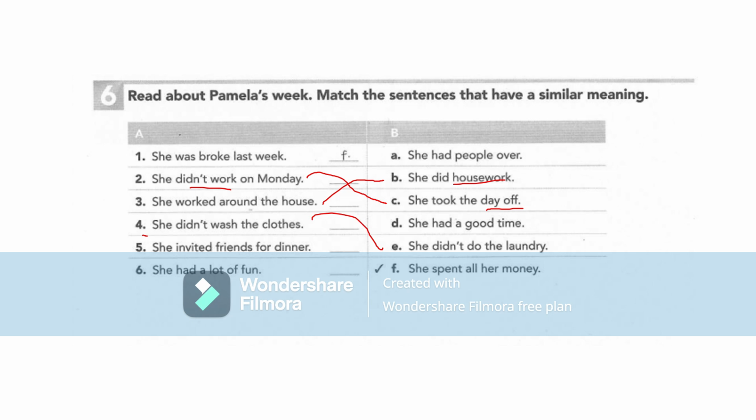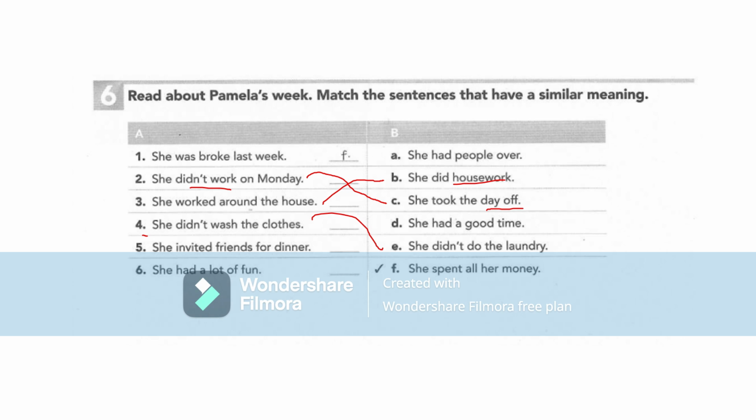Angela, number 3, she worked around the house. She did housework. Very well. So the work that we do in our house is housework. We have homework and housework. It's not the same, okay?